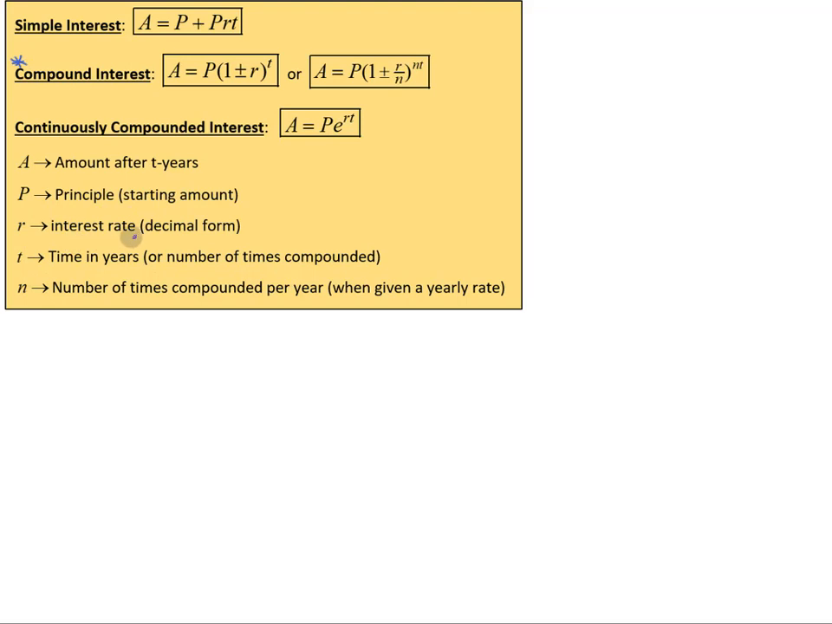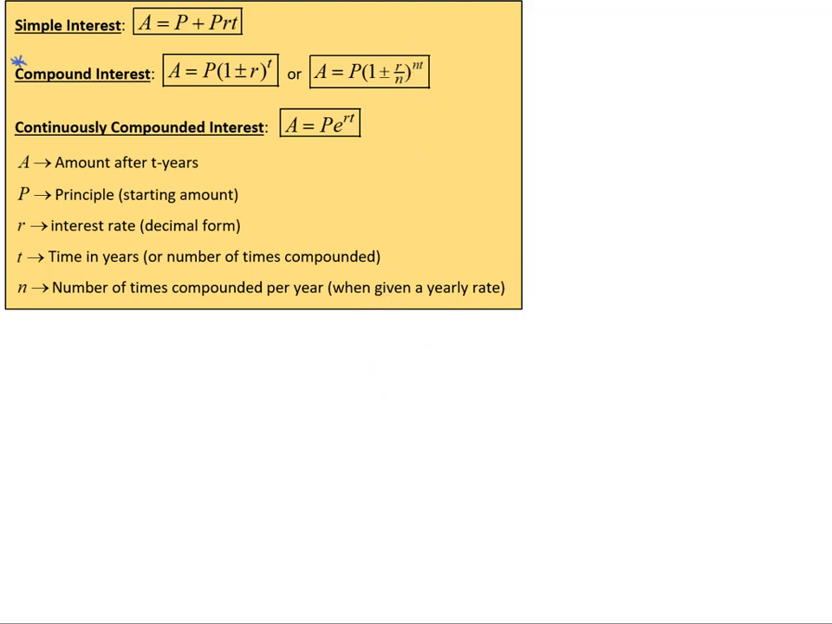R is your interest rate. This has to be in decimal form. So if it is a 5% interest rate, that is 0.05. Not 0.5. That would be 50%. That would be nice if I got that interest rate, but that's not probable. Okay, T, as we discussed, is time in years, and N, which only occurs in this formula here, is the number of times compounded per year. So sometimes they compound your interest more than once a year, like monthly or weekly. So if it's monthly, we'd plug in 12 for N, etc.